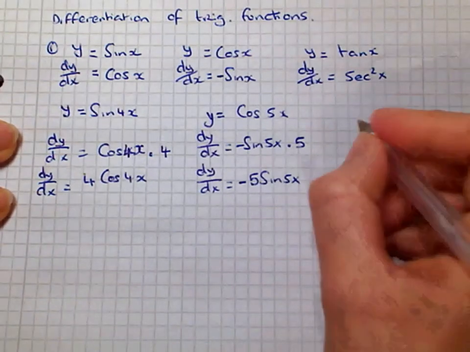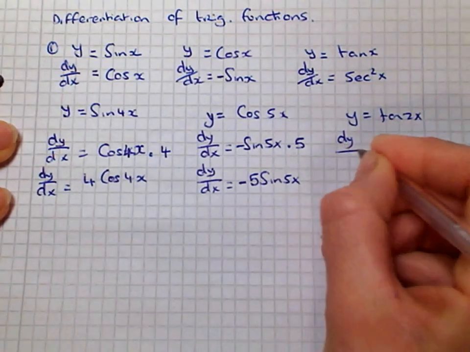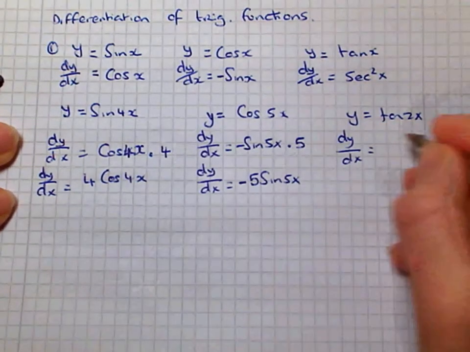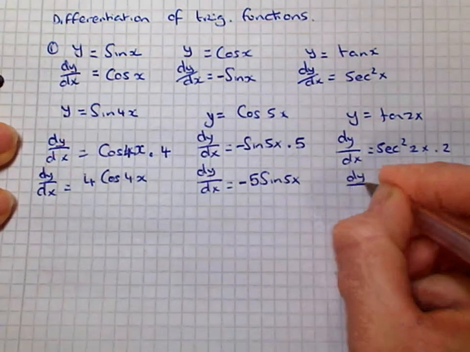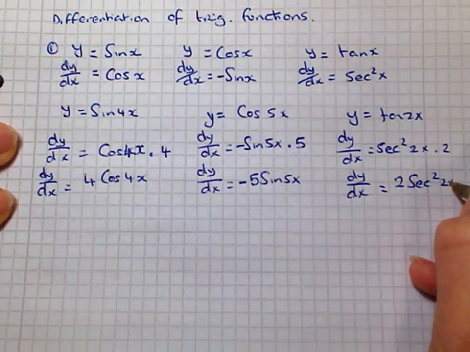And then if you had something like y is equal to tan of 2x, dy dx is equal to, and when you differentiate tan of x, you get secant squared 2x by 2. So dy dx is equal to 2 secant squared 2x.